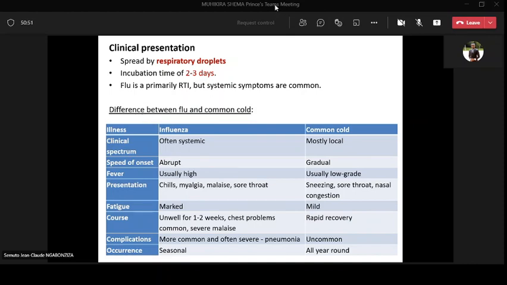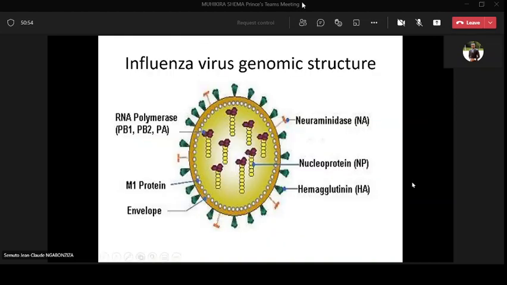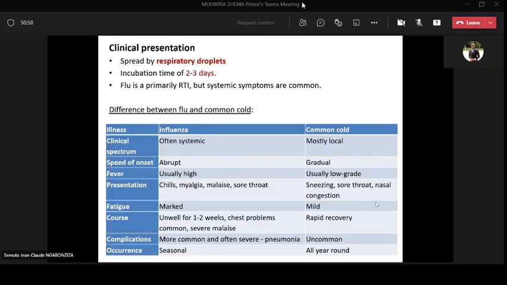And some difference between flu and common cold. This is more obvious. Influenza cyangwa flu izagira more systemic symptoms, while common cold iri local, mostly local. Spread irihuta, while this is gradual. Usually high fever and usually low grade. Ibi byose murabizi, yaba common cold, influenza, but you must at least once in lifetime have had the common cold, so you know all this.